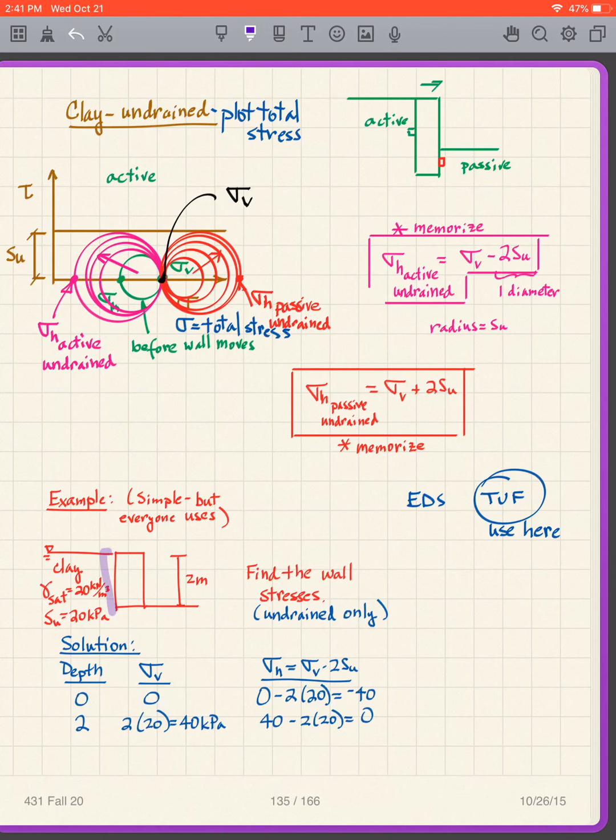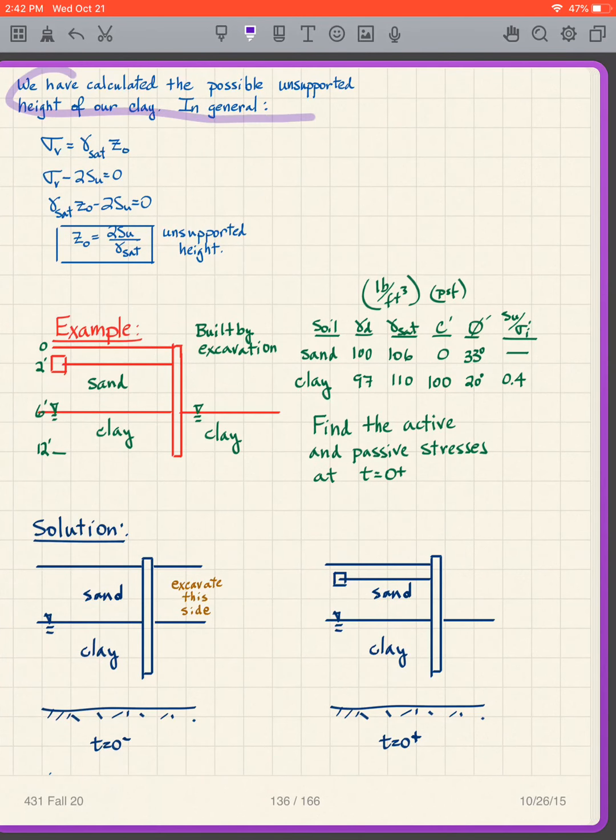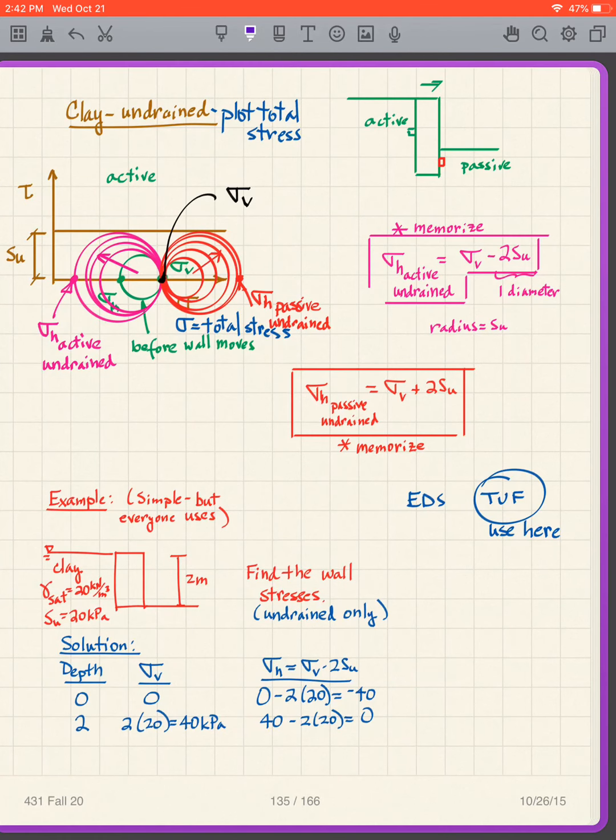So if we look at this, what do I have? I have a wall that has no stress on it. So I figured out the stresses on my wall are 0, because I get cracking at the top and then it becomes 0 at the bottom. And so it comes down to, if I have a wall with no stresses on it, do I need the wall? The answer is no, I don't need the wall. So what we found is what is called the possible unsupported height of our clay. In other words, given these particular properties, I could make a cut in this clay, and I don't need a wall.